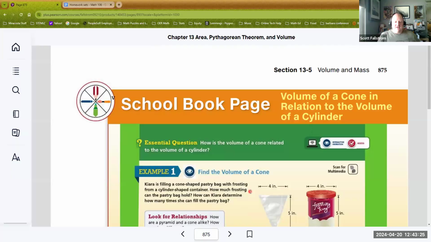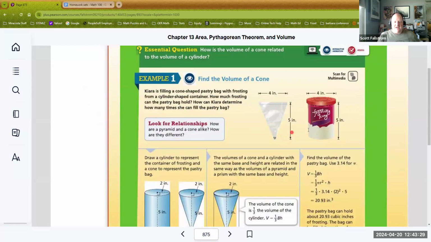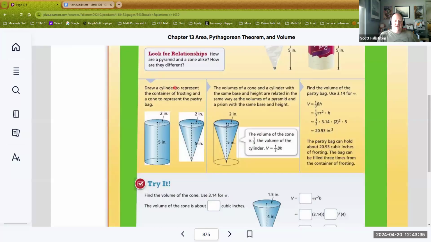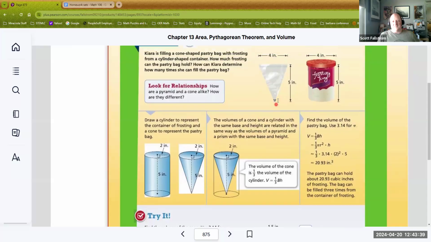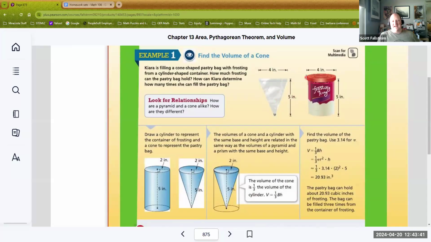Here is a volume of cone, volume of cylinder from a school book page, taking some frosting, putting it in a pastry bag so you can make a fun decoration on top of it. And they say, well, how much can I put in there? If they are the same height and they have the same base dimensions, we're in trouble.